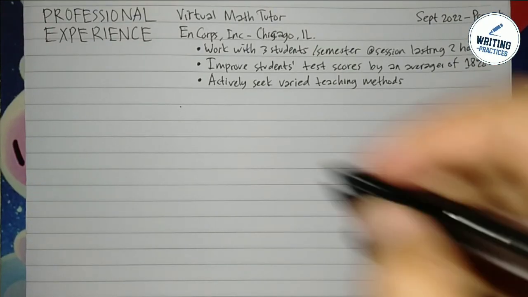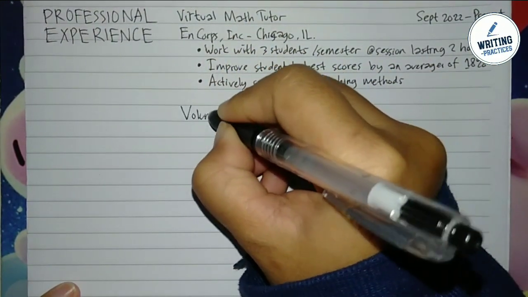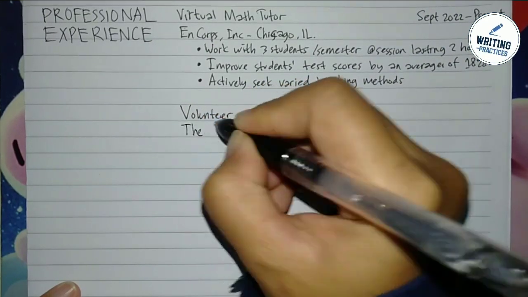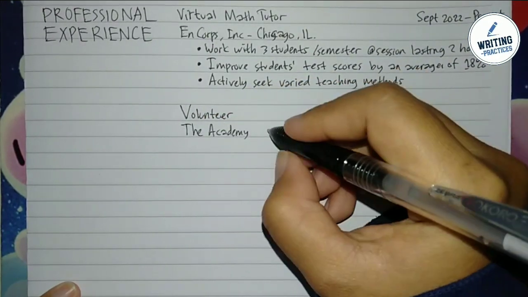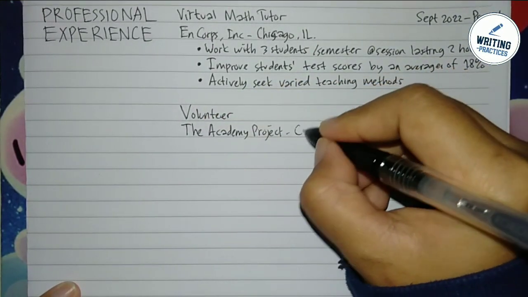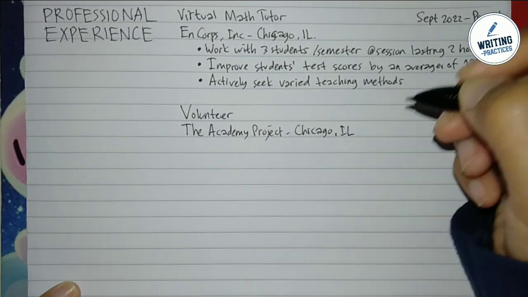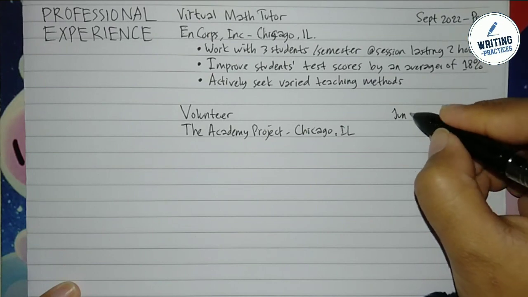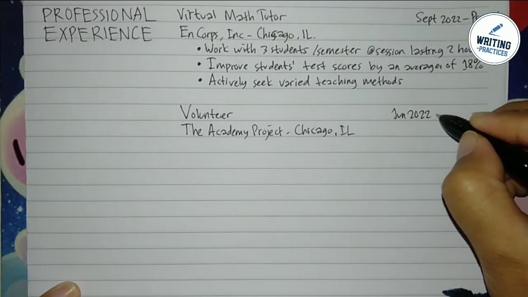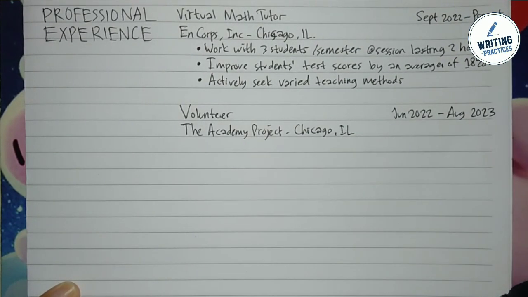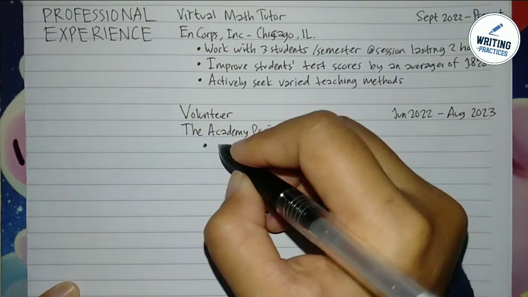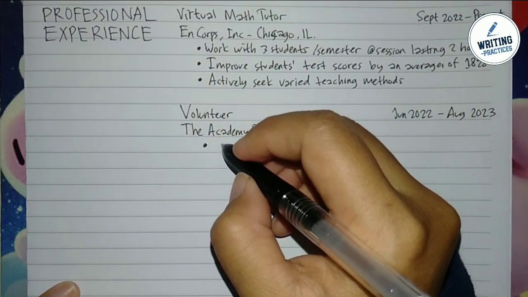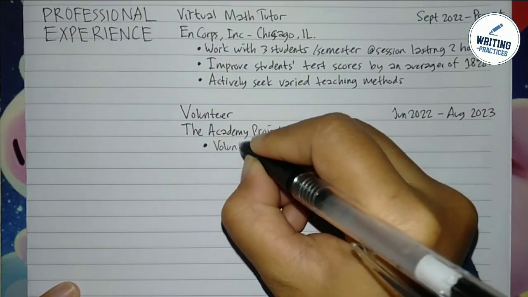And you can also mention volunteer programs that you participate in. Of course, it should be in the same field. In this example is volunteer in teaching. You can mention the organization name or project name. And write the city and state. Don't forget to mention the date when you started and stopped. Just like the previous one, make bullet points to explain what your job looks like.